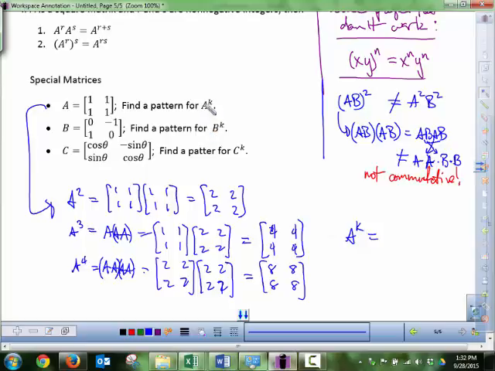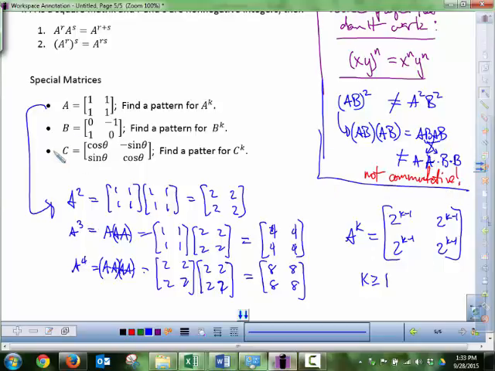So the general idea is I want to find a pattern for A to the K. So what should A to the K equal? It's all the same, right? So I would just pick one. Two to the K minus 1. And as long as we say that K is bigger than or equal to 1, then we're all good. All right, that was a good pattern finding exercise.